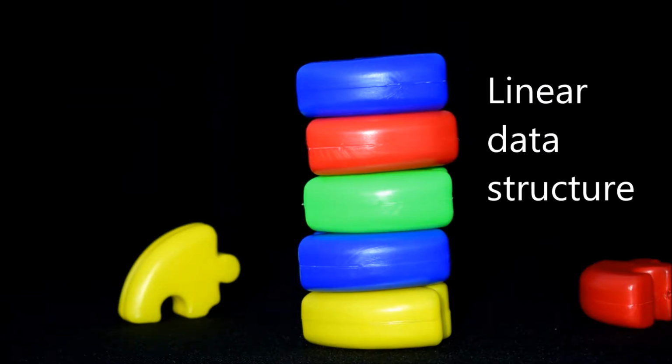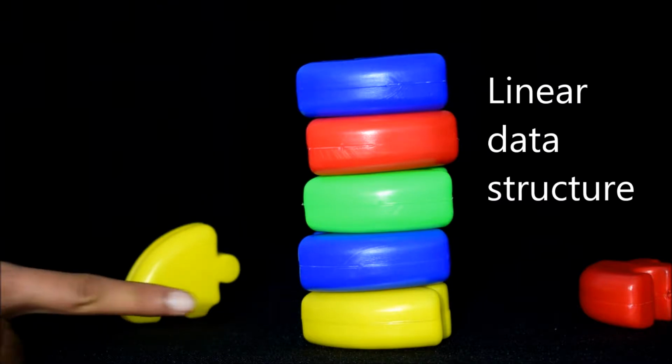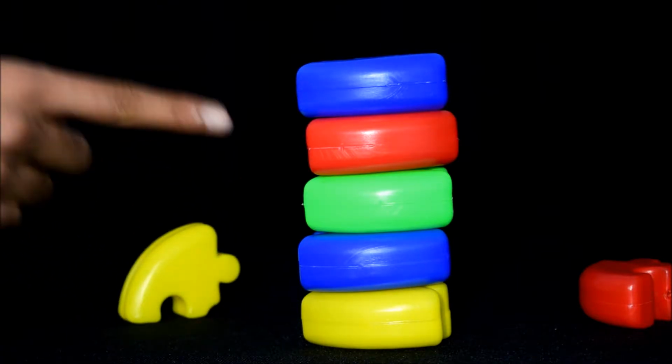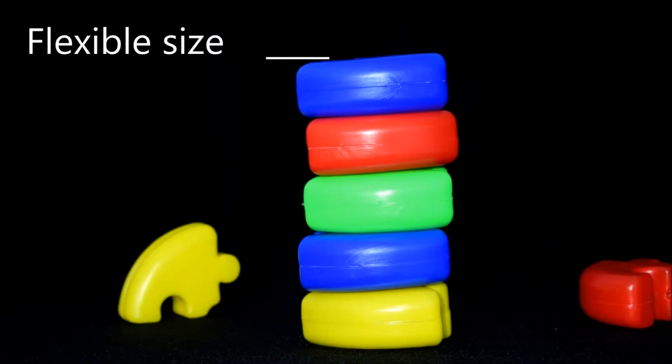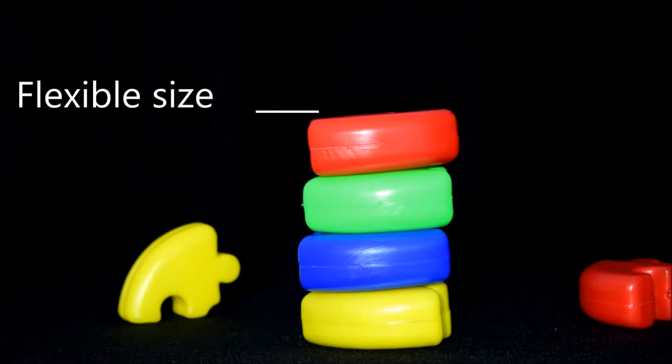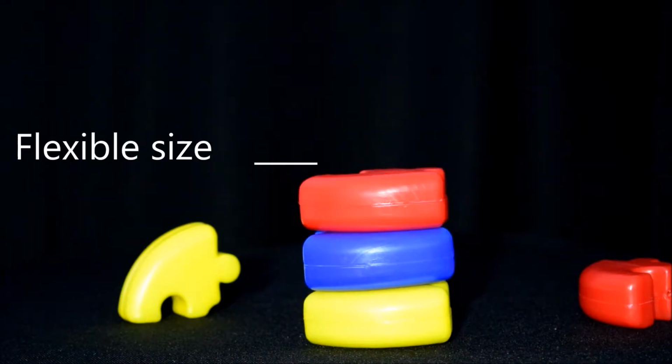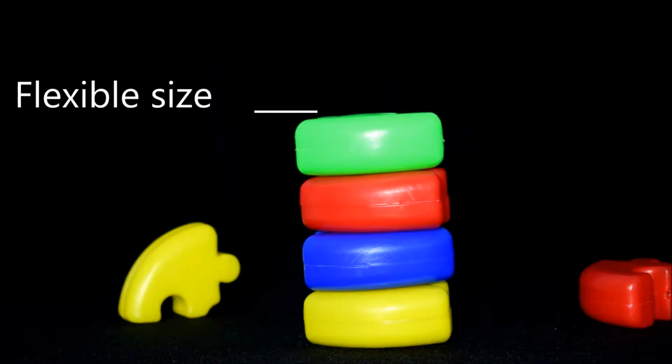A stack is also a linear data structure, which means you have one element followed by another element followed by another one. Its size is also flexible, so you don't need a fixed amount of size allocated beforehand, because the size of the stack increases and decreases as you add and remove elements from the stack.